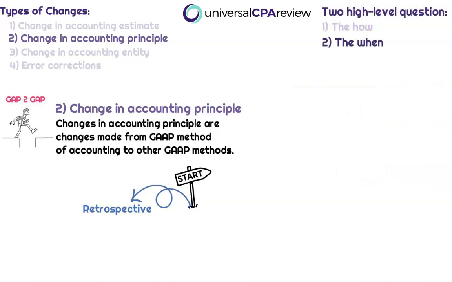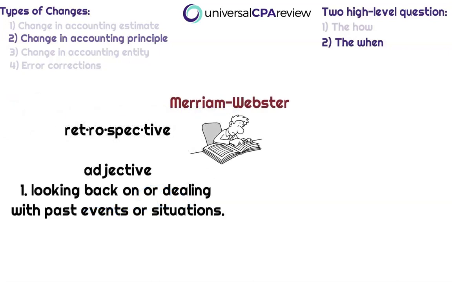We mentioned this is the more important question, and that is the when. In other words, what period will this adjustment be recorded in? Changes in accounting principle are going to be different from changes in accounting estimates, because we never record these prospectively. They will be recorded retrospectively, meaning we're going to be recording them backwards. We defined prospective, so let's define retrospective. This is an adjective, and it means looking back on or dealing with past events or situations.